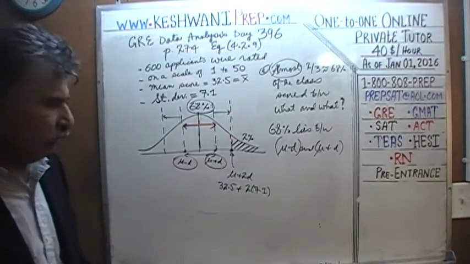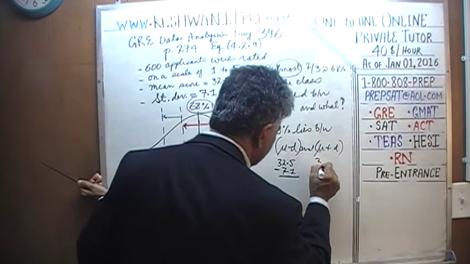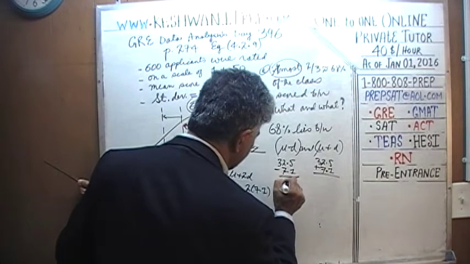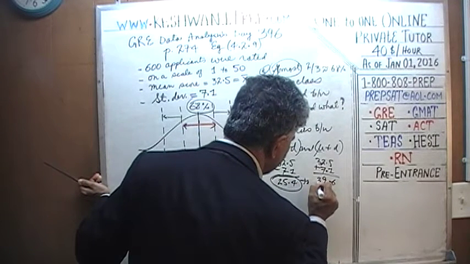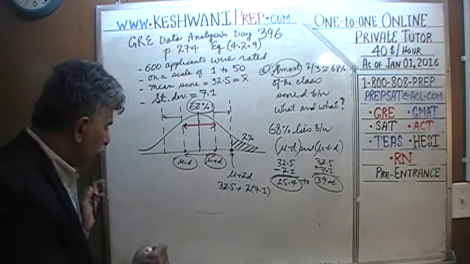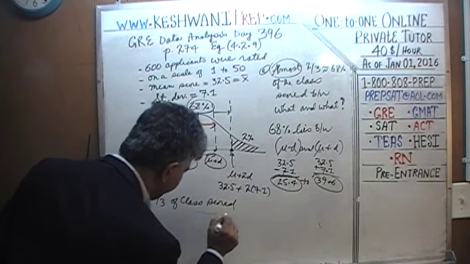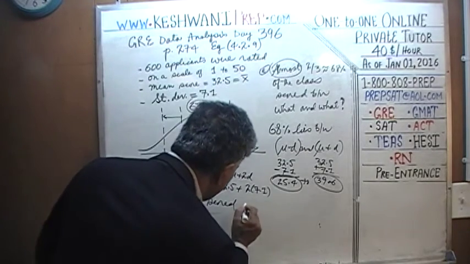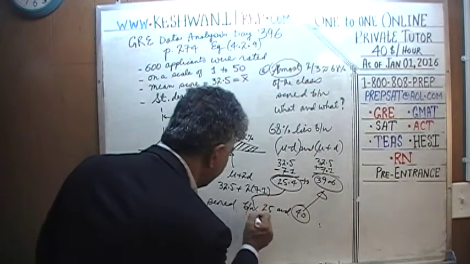Almost two-thirds of the class scored between what and what? Well, two-thirds of the class scored between 32.5 minus 7.1 and 32.5 plus 7.1. Minus would be 25.4, to 39.6. In other words, two-thirds of the class scored between 25 and 40. This is your 40, this is your 25.